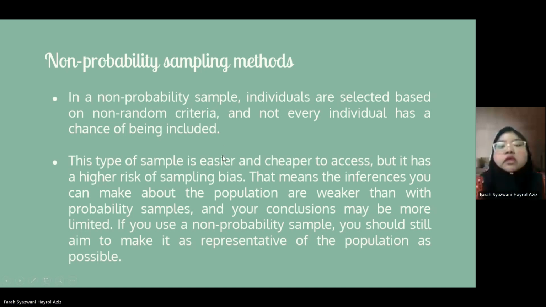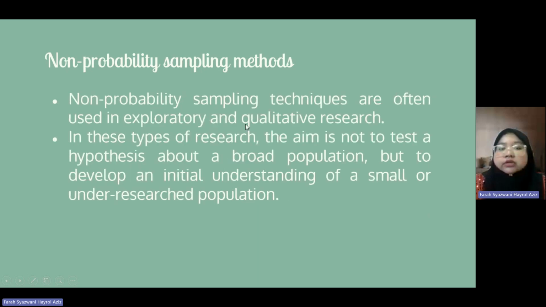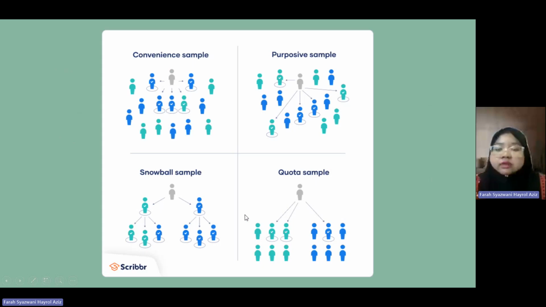All right. Non-probability sampling techniques are often used in exploratory and qualitative research. In this type of research, the aim is not to test a hypothesis about the broad population, but to develop an initial understanding of a small or under-researched population. Okay, so these are the examples of non-probability sampling. We have convenience sampling, purposive sampling, snowball sampling, and quota sampling.